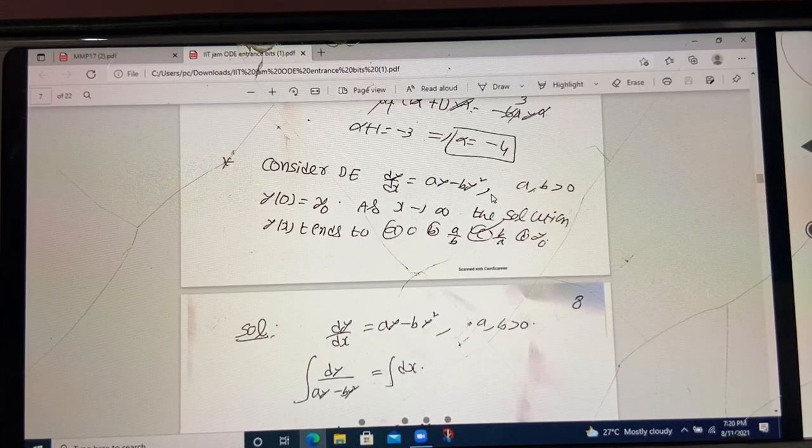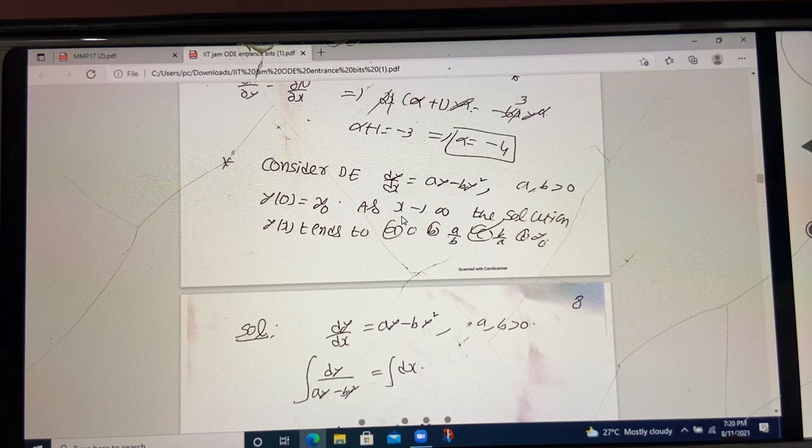Consider differential equation, y of 0 is y naught. We are getting such questions in the entrance. You will curse me if I don't teach all this, if I simply teach the syllabus, is it not?